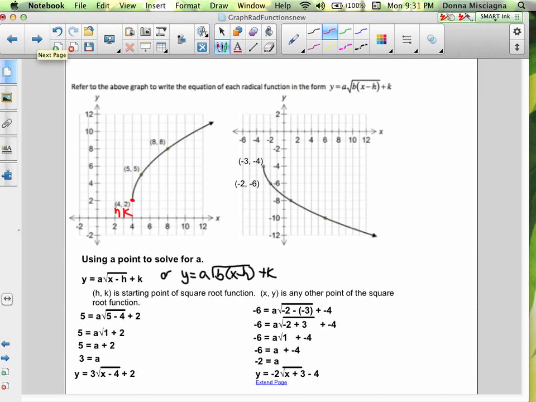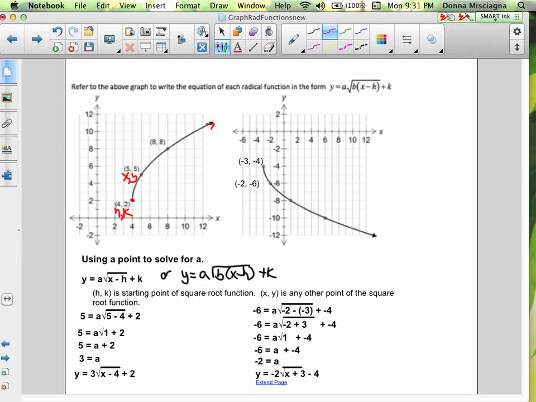How do you know it's the starting point? Because the function is going the other way, and that's where it started. All right, xy is any other point. In this one, I used 5, 5 as the xy, so we'll look at this point first, and then we'll look at using another point. So we have 5, because that's y. 5 is equal to a times, we plug in for x, 5. h is 4, so square root of 5 minus 4, and then k was 2, so plus 2. And then we just simplify.